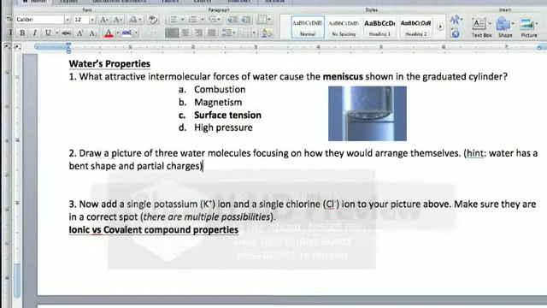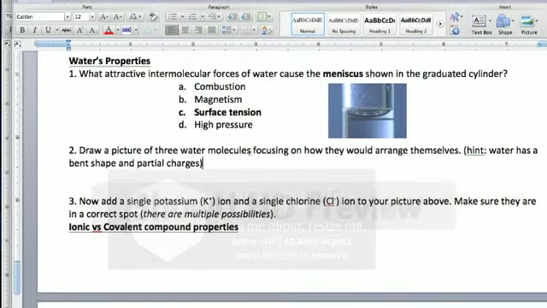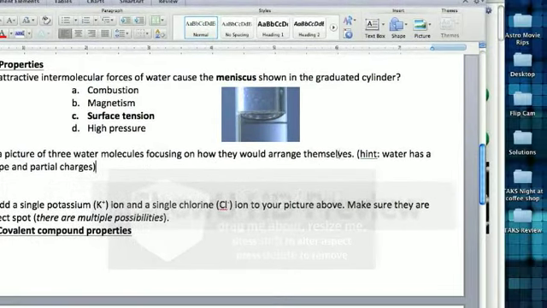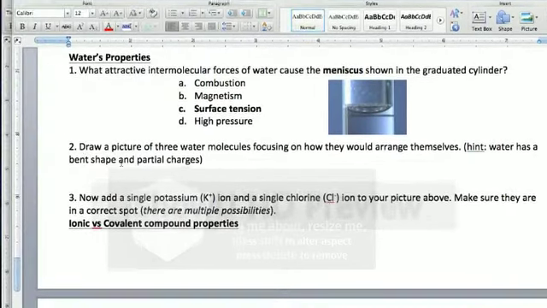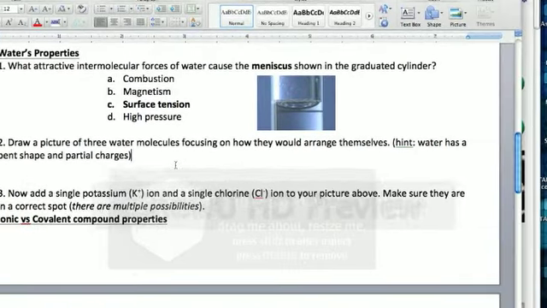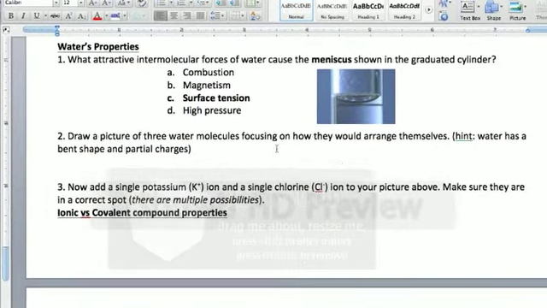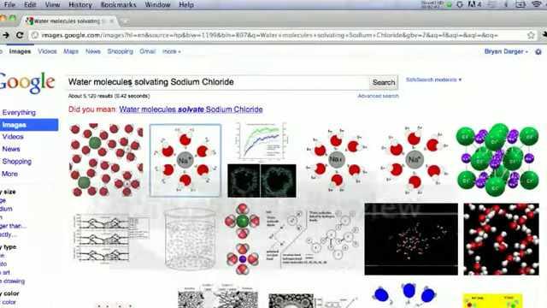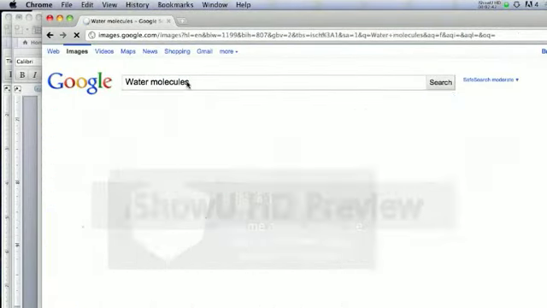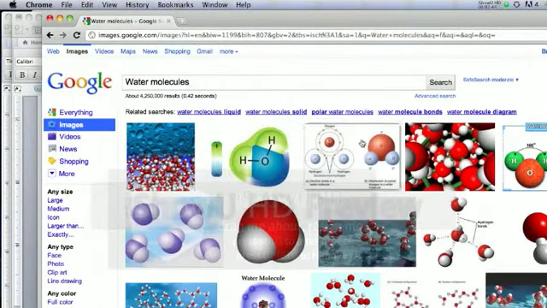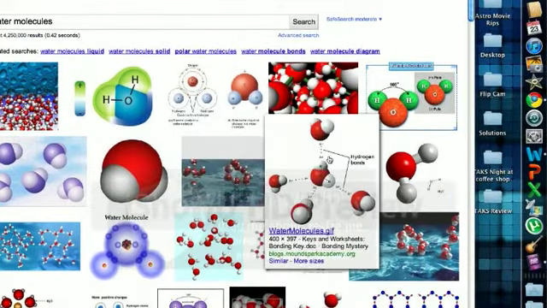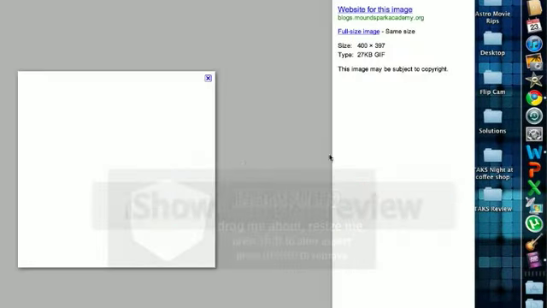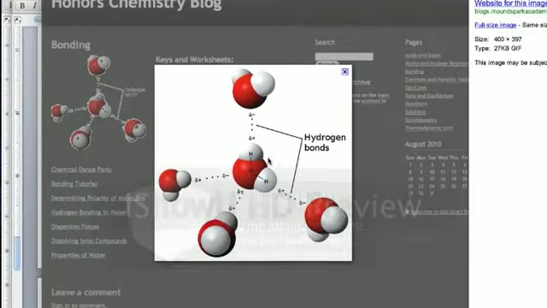Part 2 says, draw a picture of 3 water molecules focusing on how they would arrange themselves. Hint, water has a bent shape and partial charges. You know what, let's just go to Google. Instead of me trying to draw, let's actually just go find a picture. So, water molecules. I can pull up a picture of water molecules.